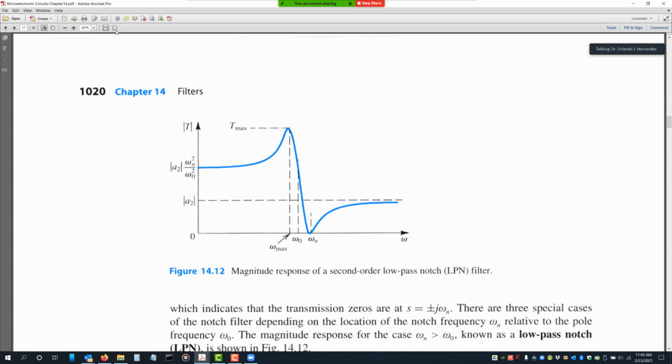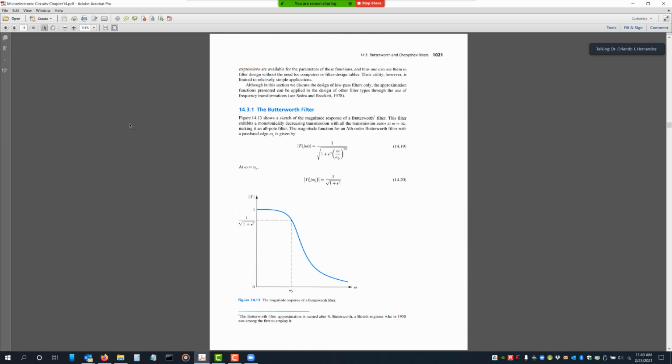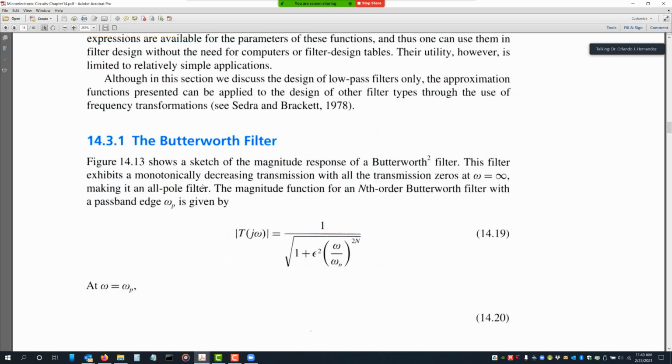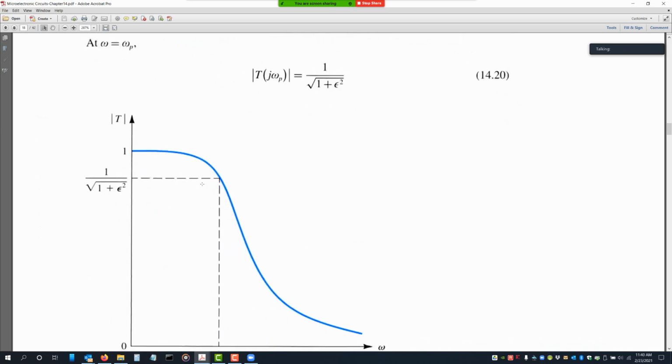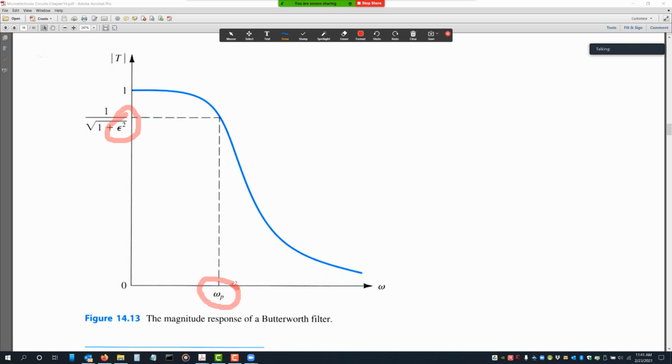And then we discussed the Butterworth filter and the derivation of its transfer function procedurally. So here we have the normalized response and the meaning of the term epsilon in relationship with the omega for the passband.